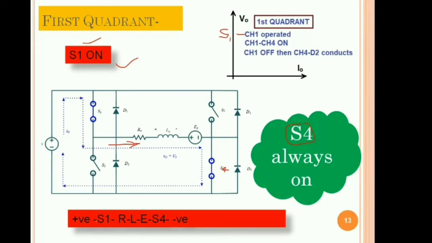So the flow of the current is from the positive terminal of the supply, then switch S1, then through the load, the DC motor RA, LA, and EB, then through S4, then the negative terminal of the supply. So the direction of current flow is like this. During that time, the inductor is getting charged with the left side plus and the right side minus. This is the direction of the polarity of the inductor voltage. This is the case when S1 is on.